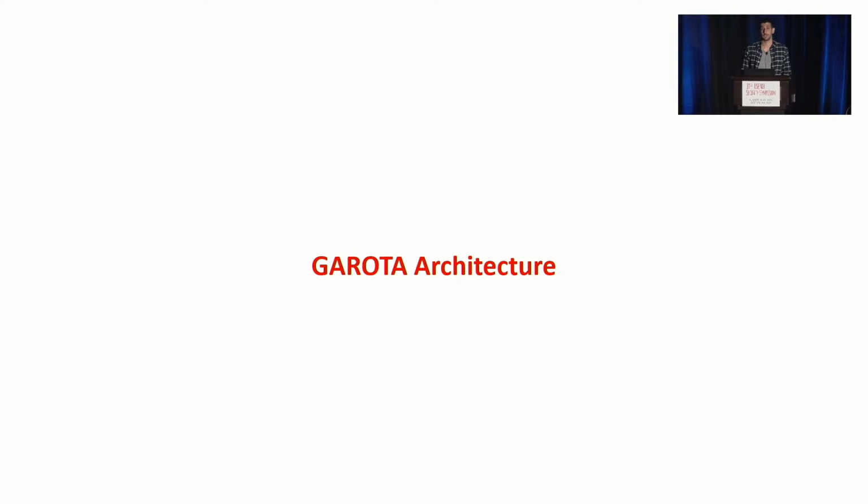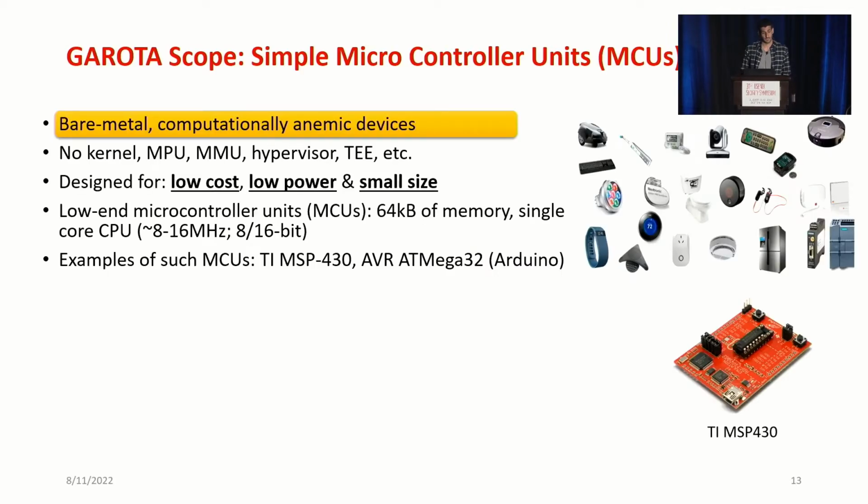Let me go into the architecture. Before the overview, I should say a little about the scope of this first design for GAROTA. We choose to go with bare-metal, computationally simple, anemic devices with no kernel, no memory protections, or any type of virtualization such as an MMU to support virtual memory. These are devices designed for low cost, low power, small size, and so on. They usually run at a few megahertz clocks, are single-core units, and have a few kilobytes of program memory.